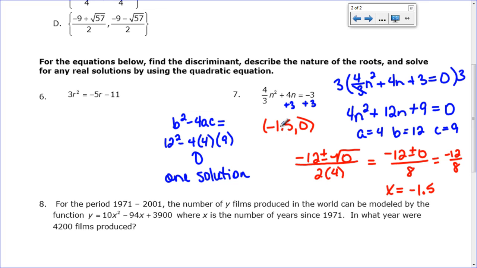So that is the quadratic formula. We're going to practice this when you guys come to class tomorrow. I'll see you then.